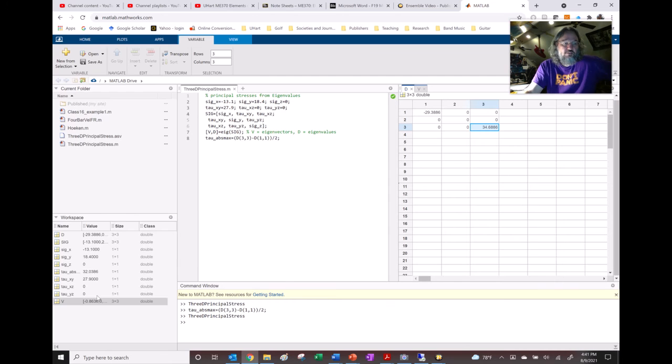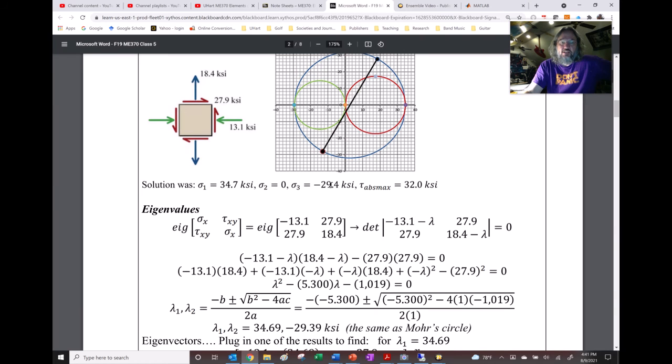So let me take a look at this. And sure enough, abs max was 32. Okay, so I got the same result right in there. But let's look at how you would go about doing that. I mean, we did it in Matlab, but math-wise, right?